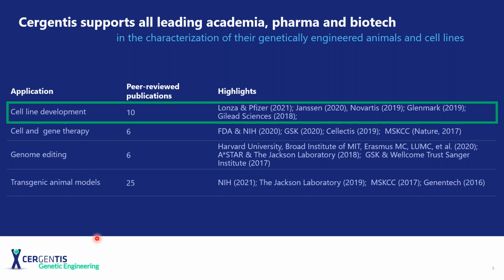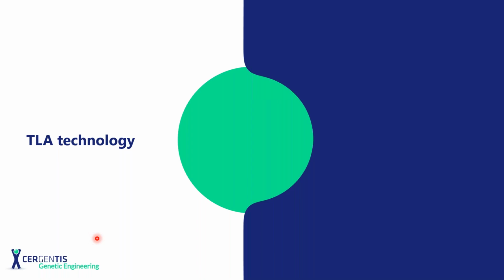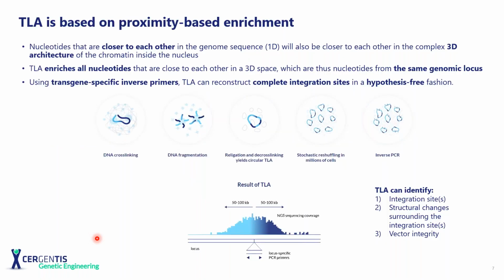have way more publications. And for those of you who are not familiar with TLA, now I would like to give an overview of the technology and the types of data it generates. Starting from the basics, the short form TLA comes from targeted locus amplification. And as the name indicates, this is not a method to look at the whole genome. This is not a genome-wide approach, but TLA allows to study specific loci of interest with very, very high resolution and including the surrounding genomic context.